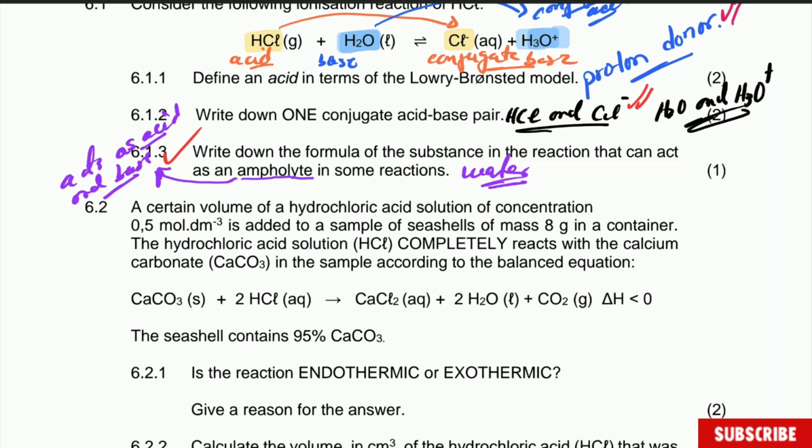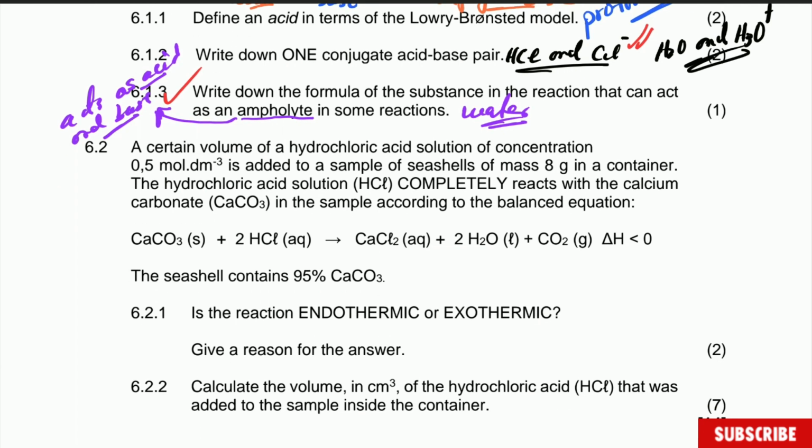Question 6.2. A certain volume of hydrochloric acid solution of concentration 0.5 mole per cubic decimeter is added to a sample of seashell of mass 8 grams in a container. The hydrochloric acid solution completely reacted with the calcium carbonate in the sample according to the balanced equation. It means that the hydrochloric acid was gone, all reacted with the calcium carbonate. So all the calcium carbonate was also reacted according to this equation. And then the seashell contains 95% calcium carbonate. It means that it's impure. They're telling you at the beginning of the question.